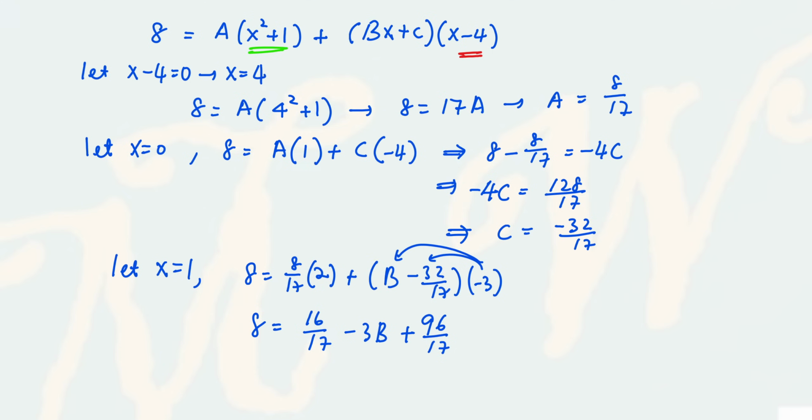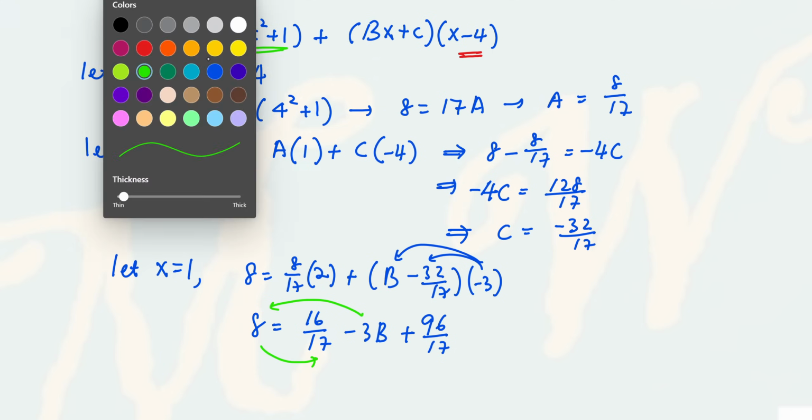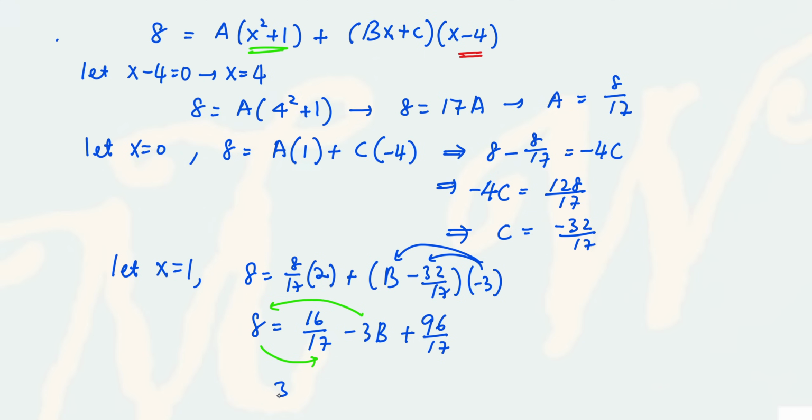Okay, so now this minus 3b will be moved to left side, and then the 8 will be moved to right side. So I will get 3b equals negative 24 over 17. Therefore, my b, divide the right side by positive 3. That is going to be minus 8 over 17. Okay, so found the a, b, and c.